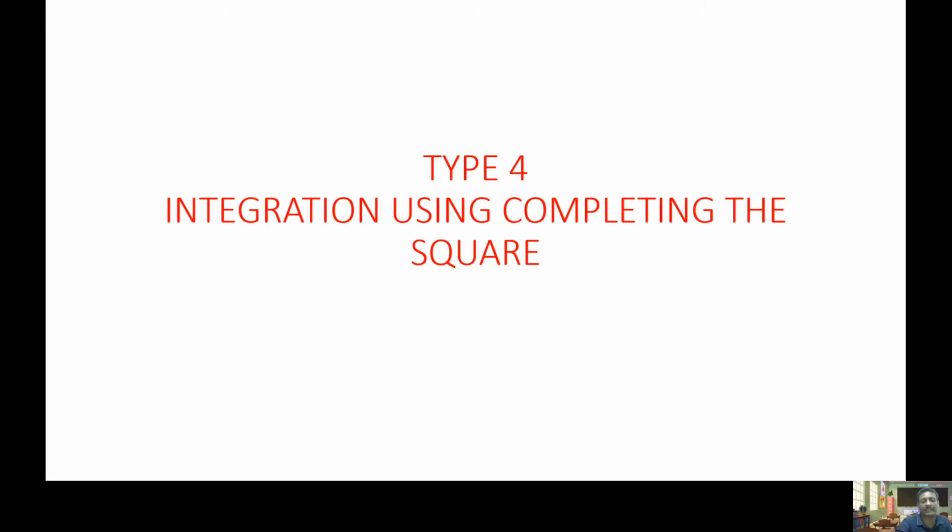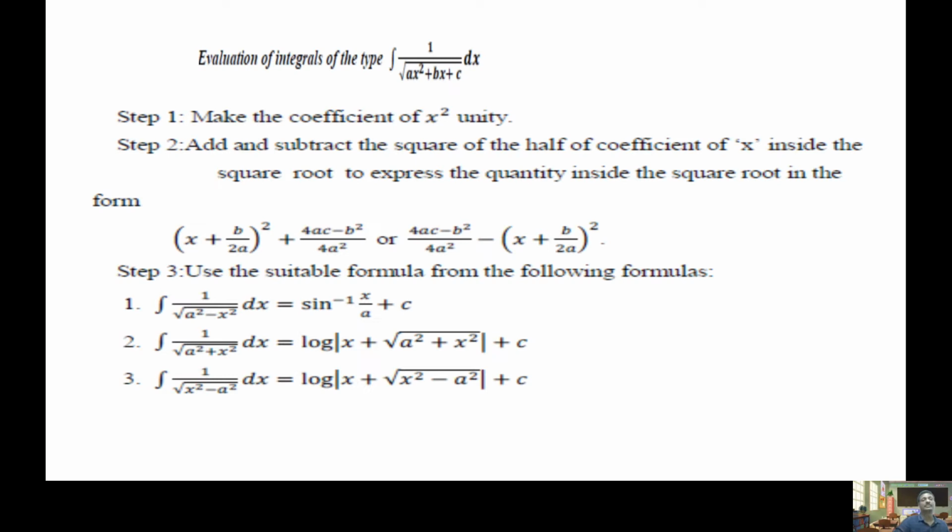So we will go to the next session of indefinite integral: integration using completing the square. Evaluation of integral of type 1 by root of ax squared plus bx plus c.